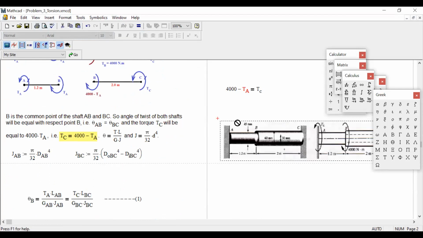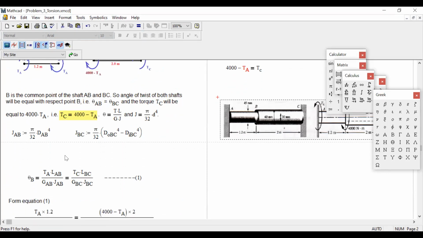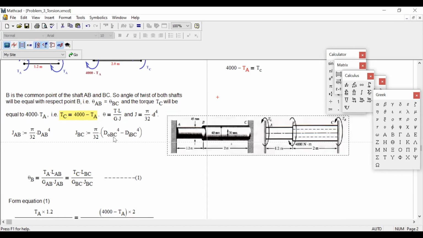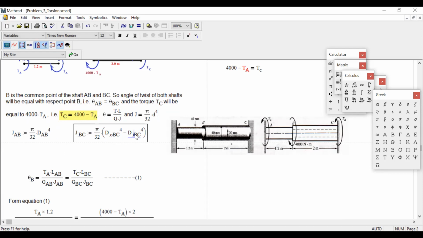So for shaft AB, you will get DAB, that means diameter AB to the power 4, for J. And for BC, there are two diameters, the outside and inside diameter. I put too many subscripts, but you can use D1, D2 to the power 4. So this is the value of J. Now, B is the common point. There is no slip at point B. So if shaft AB rotates by 10 degrees, shaft BC also rotates by 10 degrees.